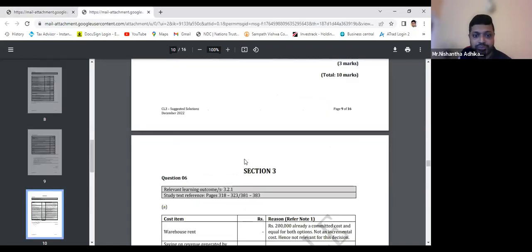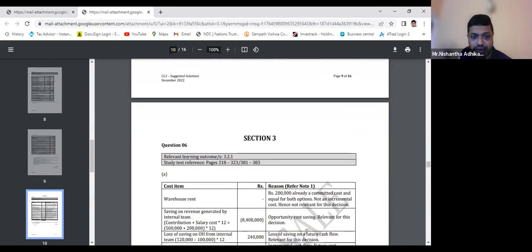Okay, I will show you the answer. Warehouse rent, not relevant. It is not an incremental cost. Saving on revenue generated by the internal team, because you are not going to undertake this operation, then you can save your current revenue, 8.4 million, 500,000 salary plus contribution. That is 700,000 into 12, 8.4 million. If you transfer these employees into the new operation, your current overhead allocation of 120,000 could have been reduced to 100,000, but since you are not allocating them to the logistic division, you may not get the opportunity to reduce the cost by 20,000 per month.